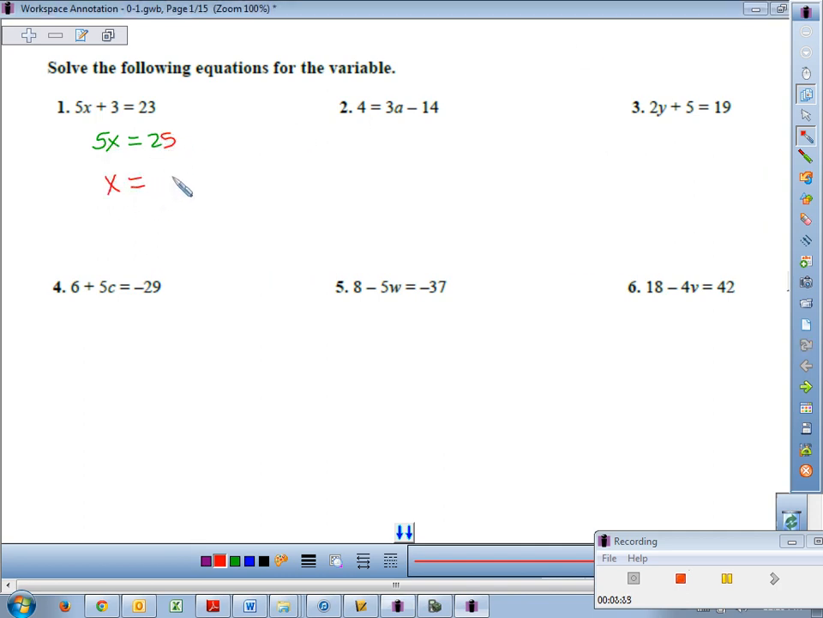And what's 25 divided by 5? Thank you, my bad. What's 20 divided by 5? 4. And that's our final answer, correct? We will circle it.